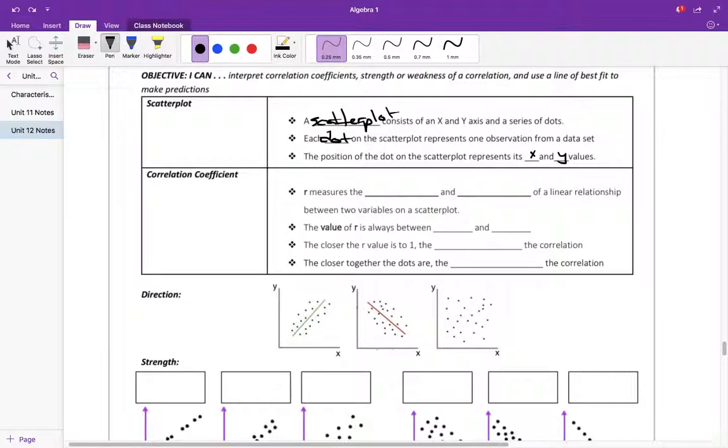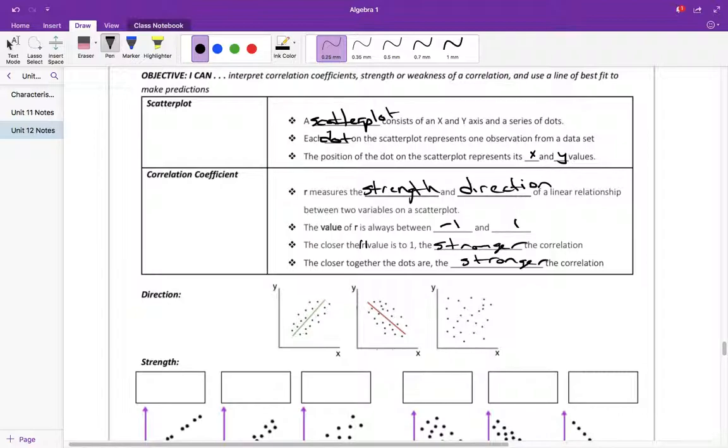So correlation coefficient is kind of how we measure how closely the points are to each other. So R measures the strength and the direction of a linear relationship between two variables. The values of R always have to be between -1 and +1. The closer the R value is, and really the closer the absolute value of R is to 1, the stronger the correlation. And the closer the dots are, also the stronger the correlation as well. So it basically tells you how close the dots are together.